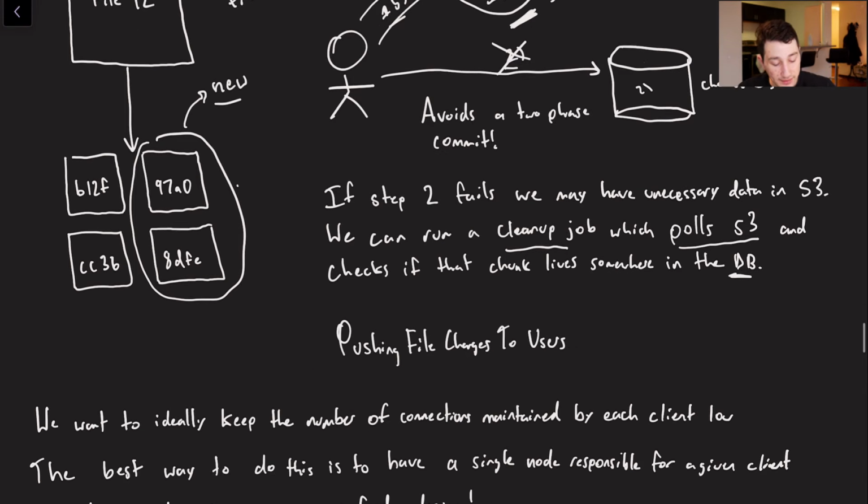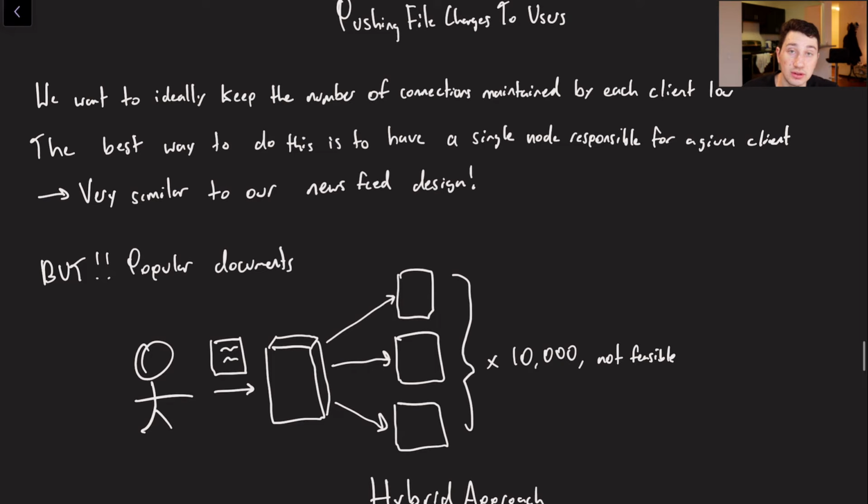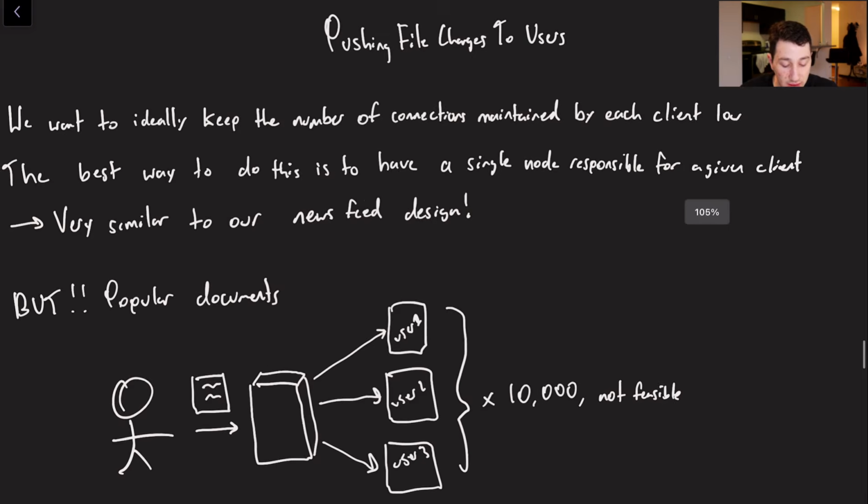Okay, so let's go ahead and talk about file changes to users. To make this clear, every single time a user is going to change a file, we would like to be able to show all the other users, user 1, user 2, user 3, that change as quickly as possible, assuming that their client is actively open and connecting to our servers.